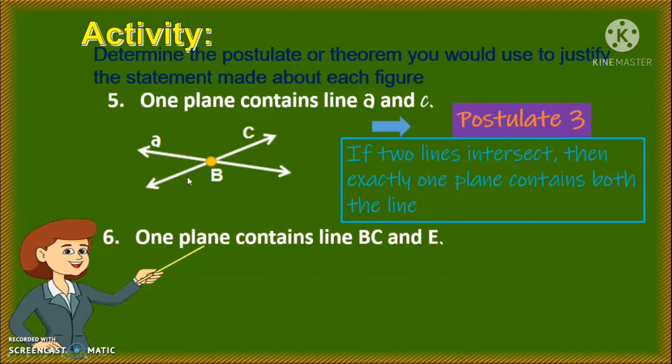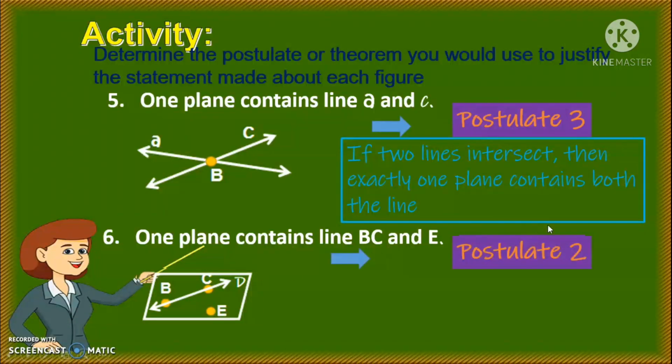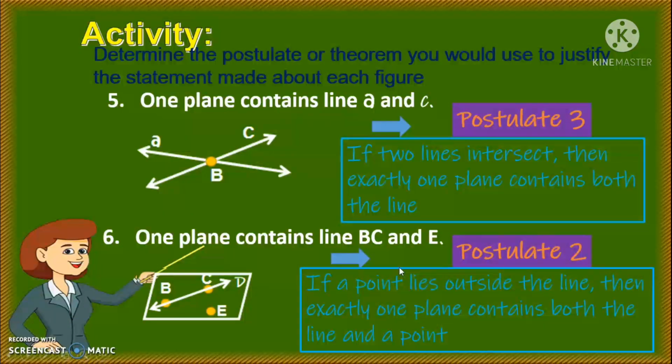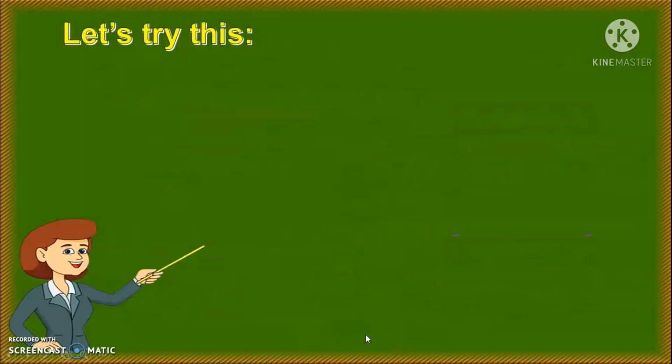Okay, number 6, one plane contains line B, C, and E. Postulate 2: If a point lies outside the line, then exactly one plane contains both the line and the point.